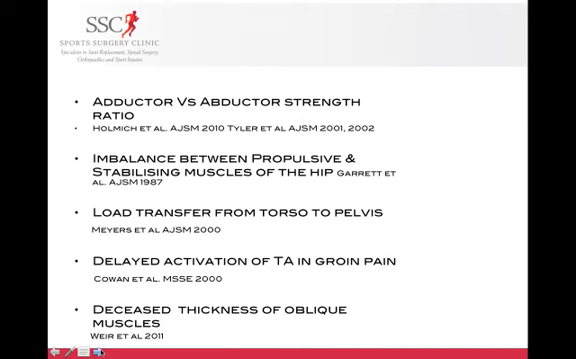If we move on to groin pain and athletic groin pain for a second, we can see that there are significant numbers of studies comparing strength, adductor to abductor strength, which has really been since Holmich wrote the fantastic paper in the American Journal and the BJSM. Garrett talks of the imbalance between the propulsive and stabilizing muscles of the hip. Mayers talks of the load transfer from torso to pelvis. All of these things really contribute to that rotational and anterior and posterior pelvic stability.